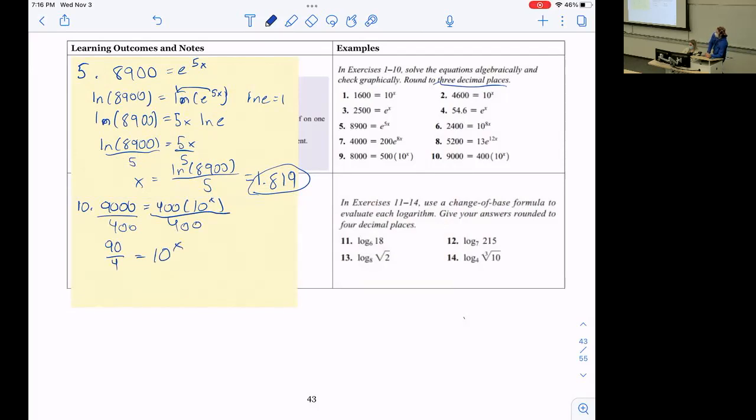And we can just rewrite that as a logarithm, right? So we have our base, we have our log base 10 of this 90 over 4 is equal to x, right? Because our logarithms just tell us what the exponent is. So we can just plug that in. On your calculator, the log button defaults to log base 10. So we have log of 90 divided by 4. And that gives us x is equal to 1.352.